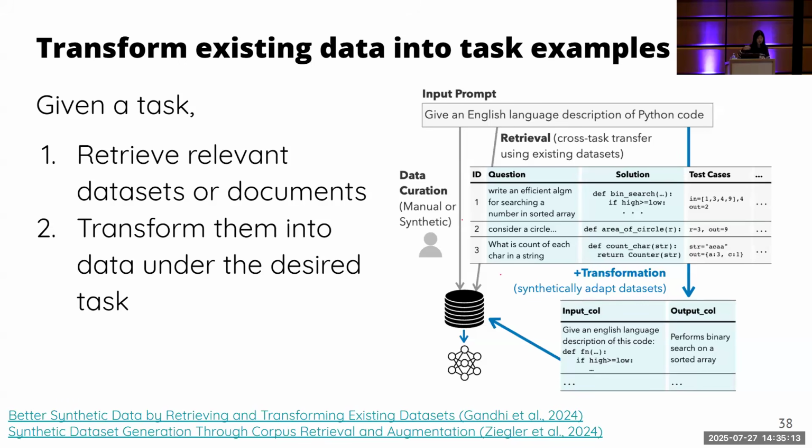Of course, this is all automatic, right? So the retrieval is being done automatically, and the transformation is also being done automatically. But you're turning a data set that's natural language to code into a data set from code to natural language, a natural language description.